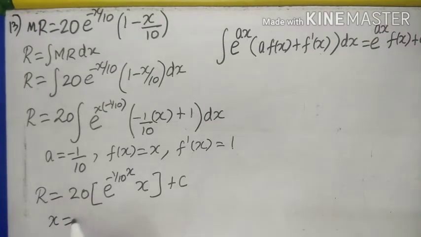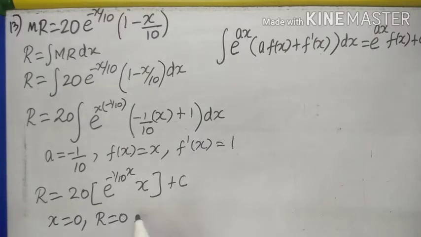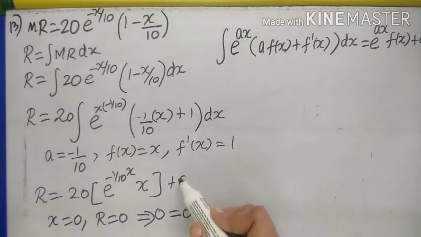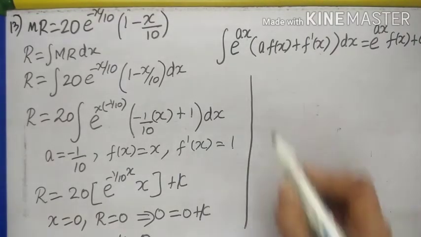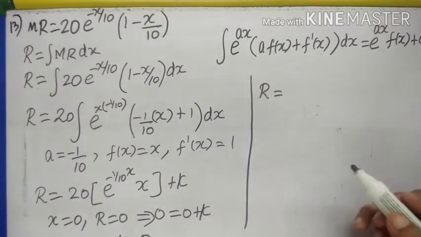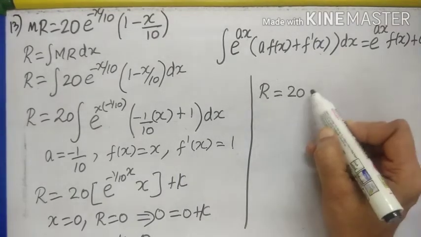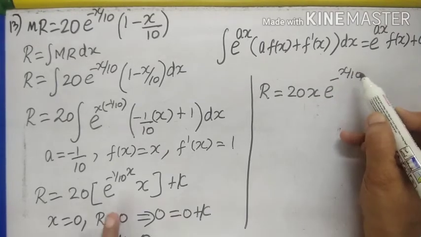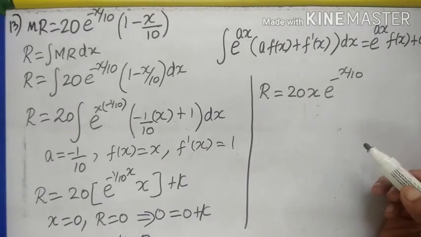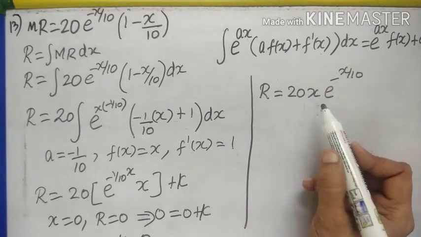When x is 0, R is equal to 0. So as I substitute, 0 equals 0 into anything 0 plus c. We don't put c, we have to take it as k. So k value is also 0. So what is R we get? R is equal to 20 x e power minus x by 10, the given question, plus k value 0. So R we have found out.